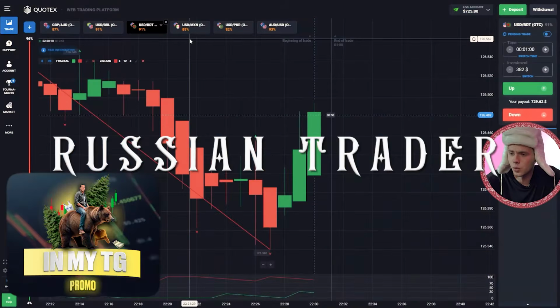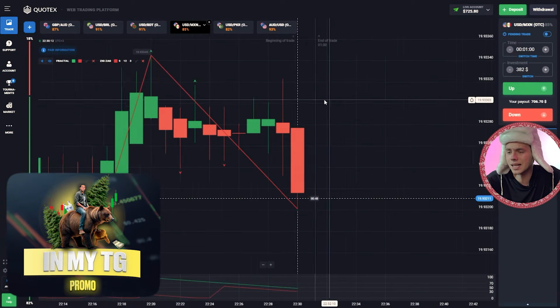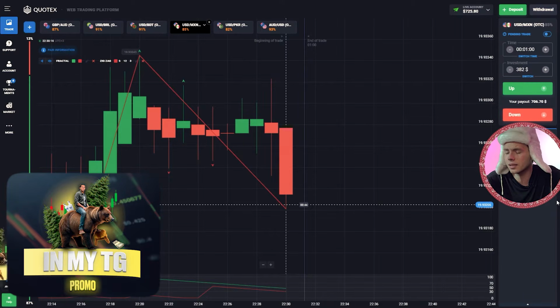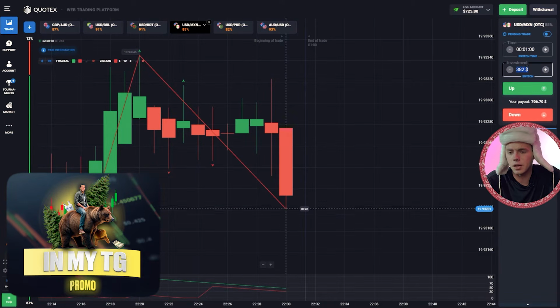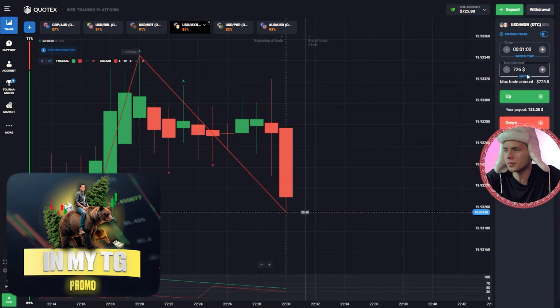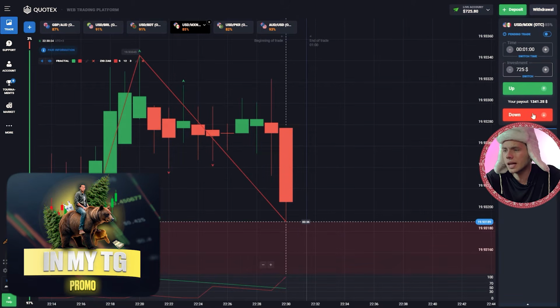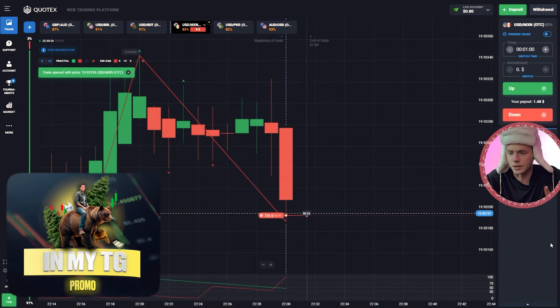Here is another trading pair. Let's take a look what's happening over here right now. All right, interesting. Let's set up the amount first. Let's set up the amount. 725, okay. Right now I'm opening a sell trade over here, guys.